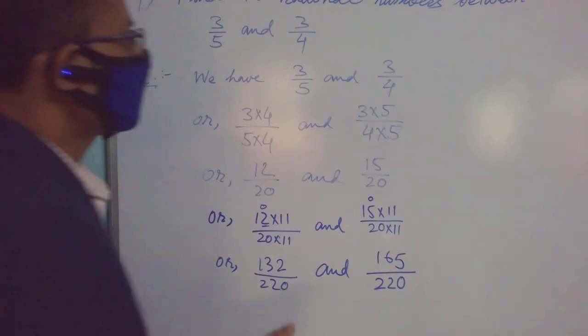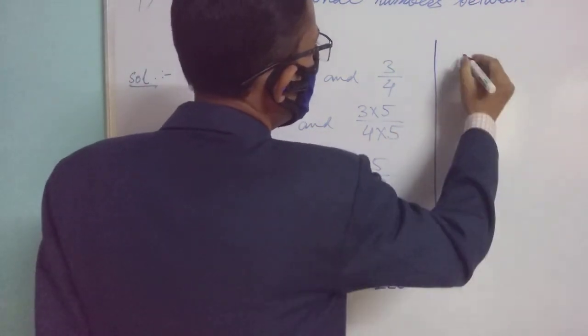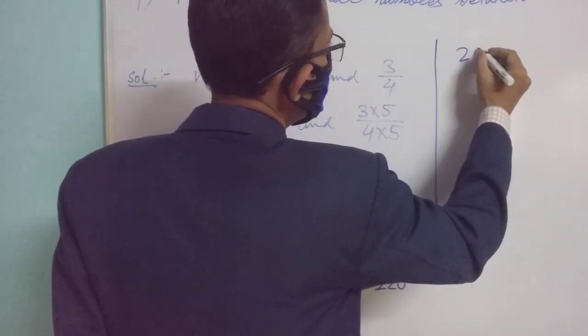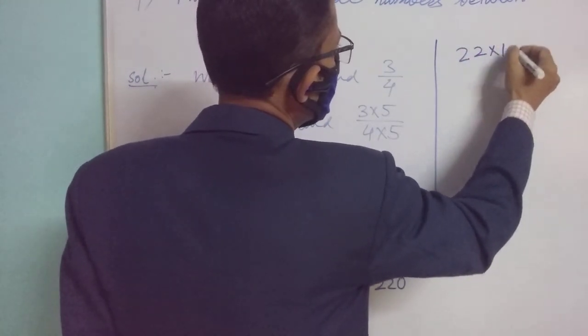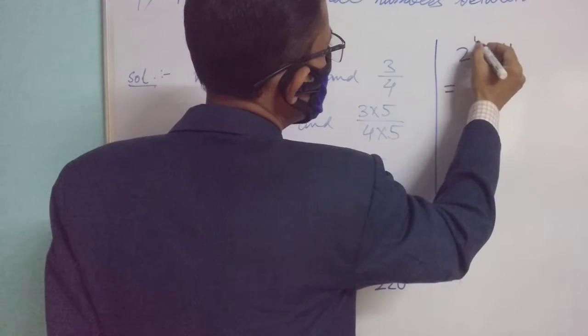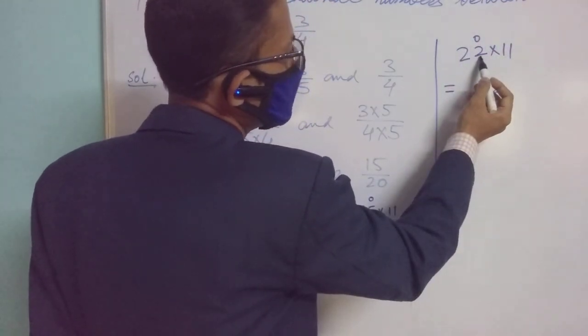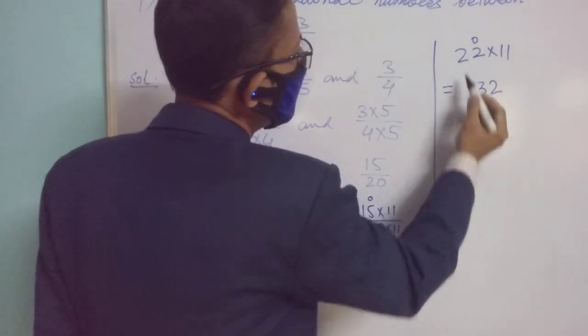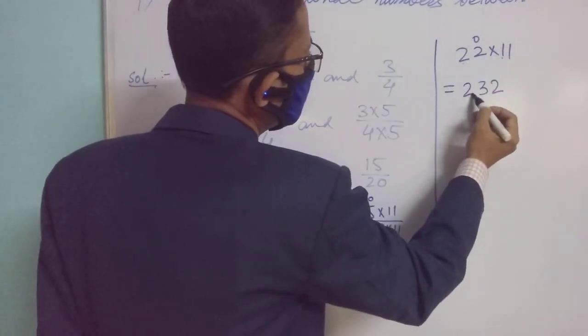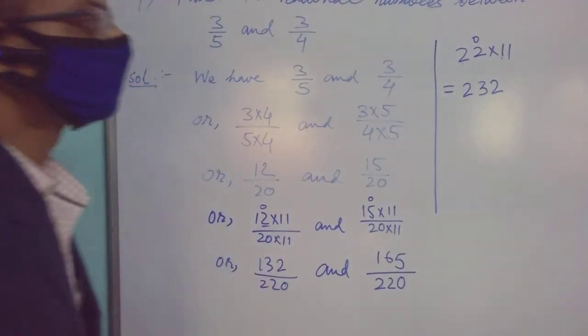If you want to multiply 22 with 11, so what you will do? Write the ones place digit, then add 1 to this ones place digit, that is 3, and then 2 ones are 2. This is the answer.